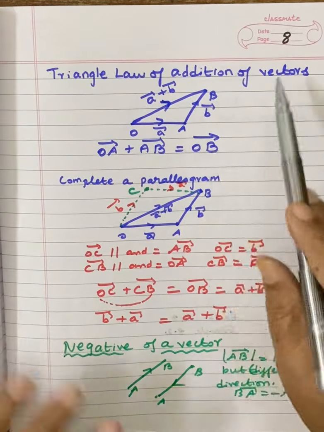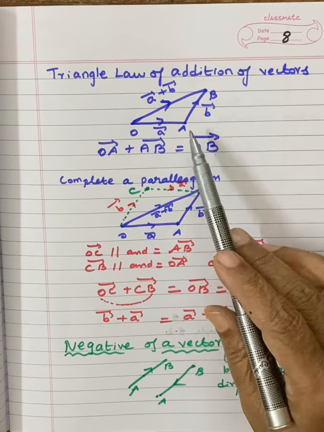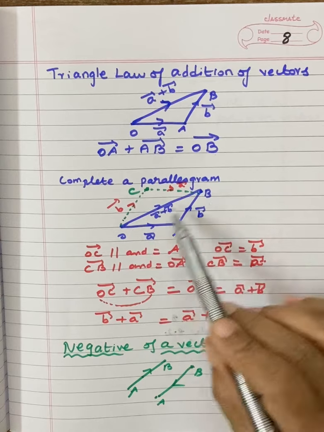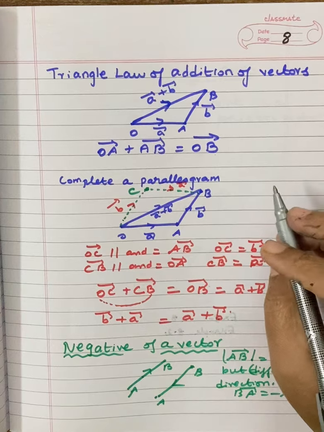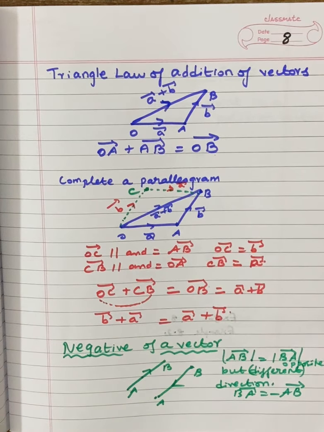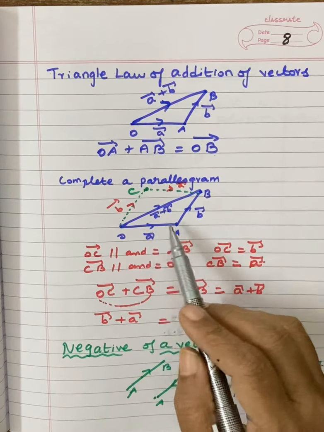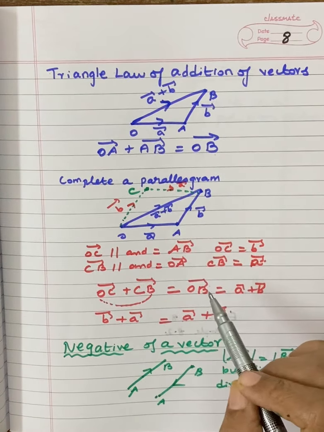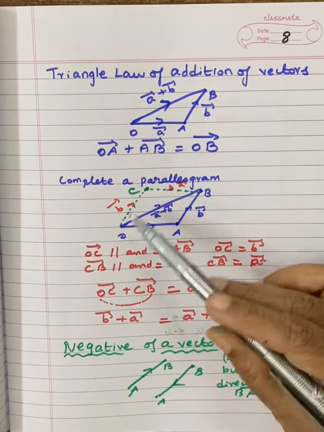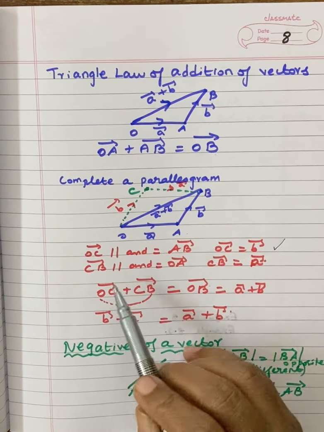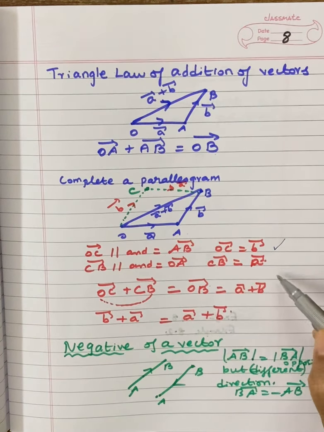So this is called triangular law of addition. Complete a parallelogram with the help of the triangles. So OA, AB, OB. I am completing a parallelogram. So you know what is a parallelogram? Opposite sides are parallel and equal. So this is B vector, so this also B vector. This is A vector, so this is also A vector. See, OC vector is parallel to AB vector. So OC vector is B vector. CB vector is parallel to OA vector. So CB vector equal to A vector.